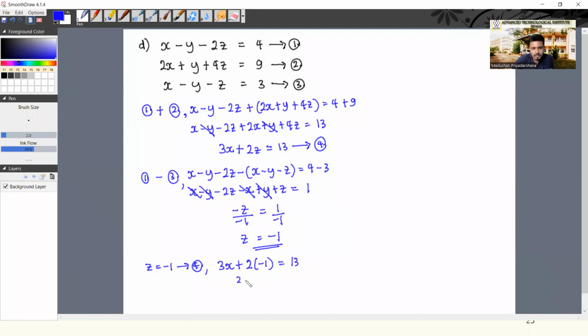So 3x, 2 into minus 1, that is minus 2. Take this minus 2 to the other side, it will become plus 2. So 13 plus 2, it is 15. Divide both sides by 3. Therefore, x will become equal to 5. x equals 5. So we have found the value of z and also we have found the value of x.